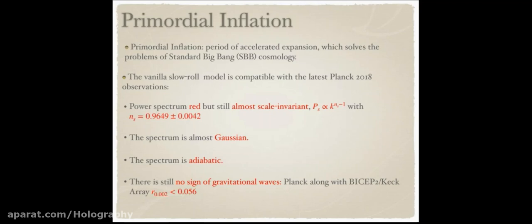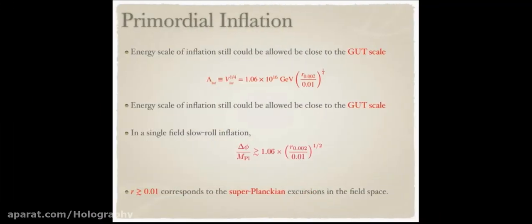So Planck, along with BICEP2 and Keck array, has put an upper bound on the tensor scalar ratio at the scales of 0.002 inverse megaparsec; this ratio is smaller than 0.056. The energy scale of inflation, single field inflation, could be related to this tensor to scalar ratio by this relation.